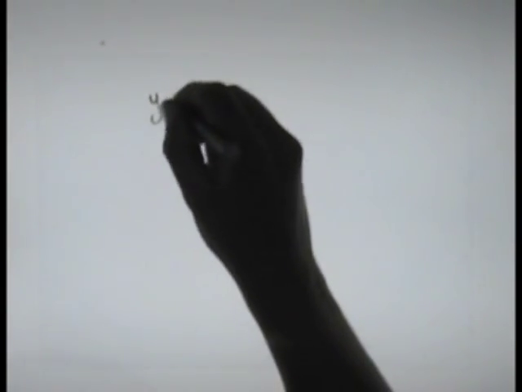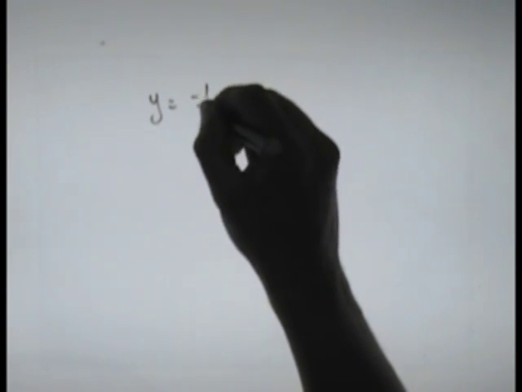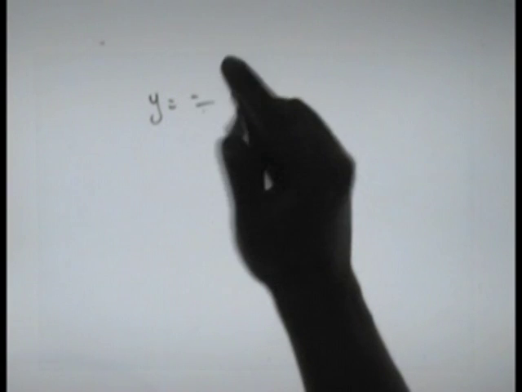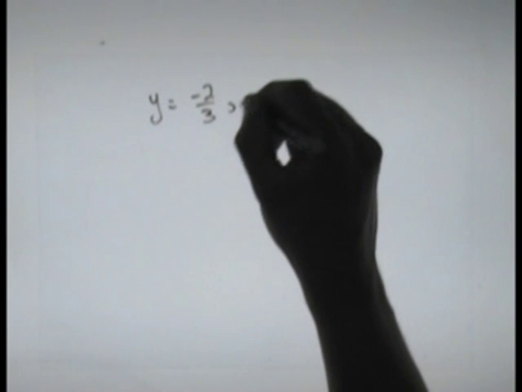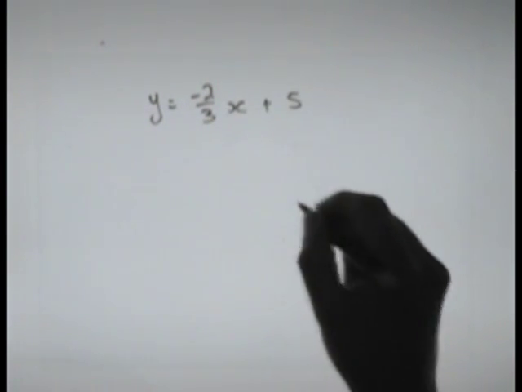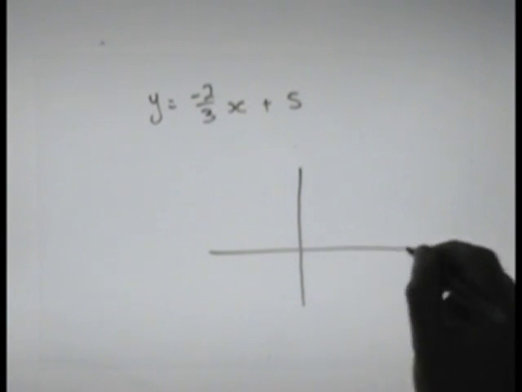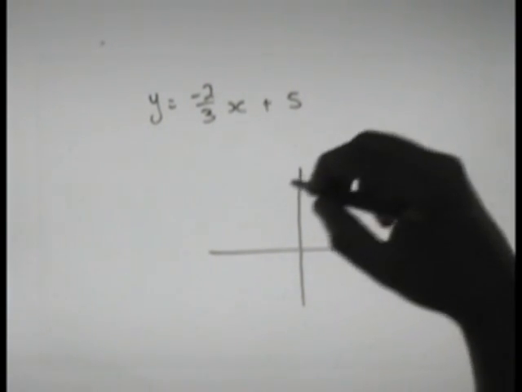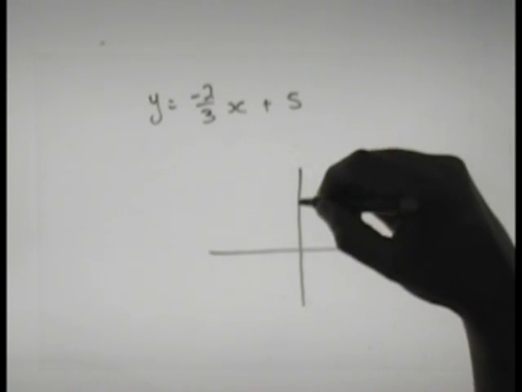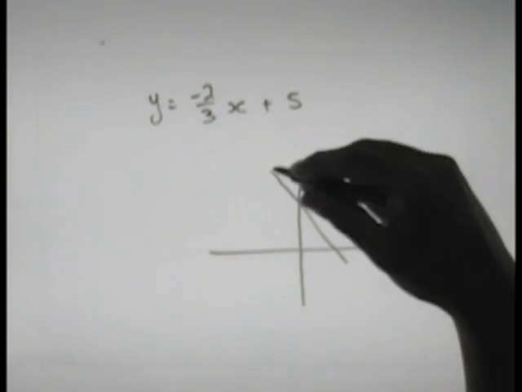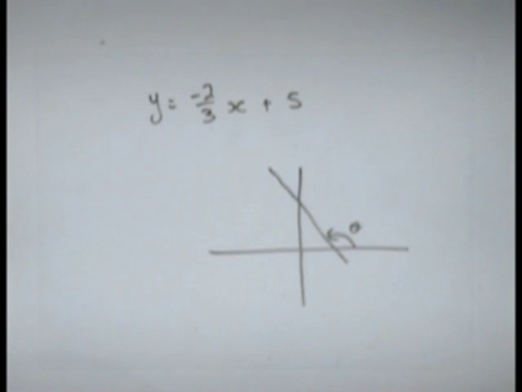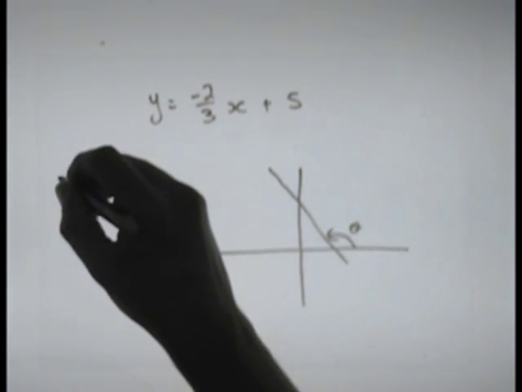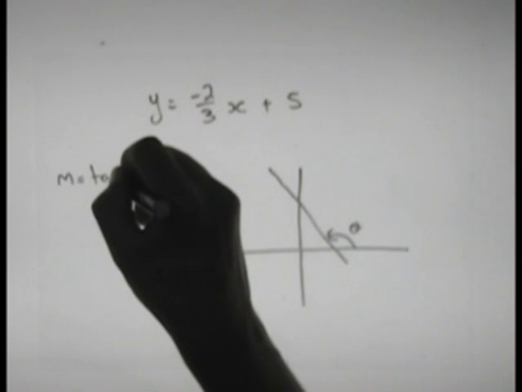Let's say we have a straight line with the equation y is equal to, in fact, let's not use this one. Let's say y is equal to -2/3x plus 5. And what is the angle of inclination? Now -2/3x plus 5 is going to look something like that. We are asking what is theta. To get theta, we're going to say m is equal to tan of theta.